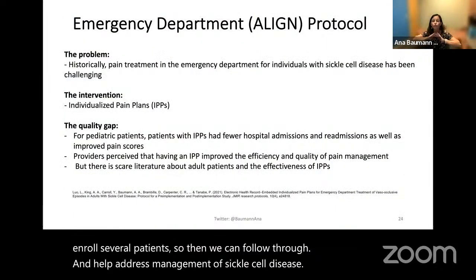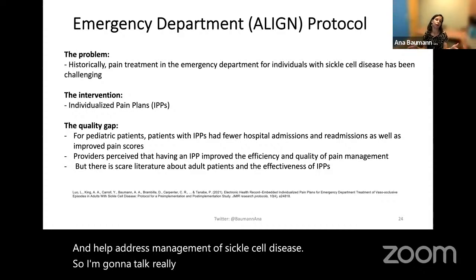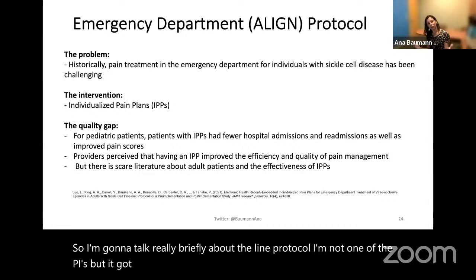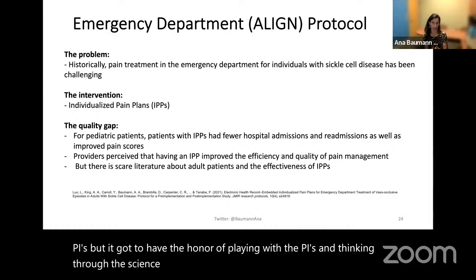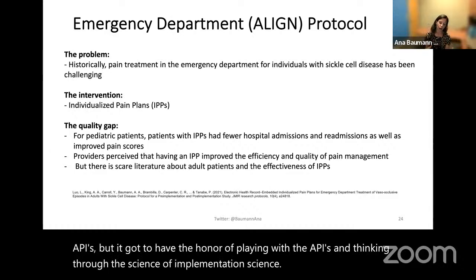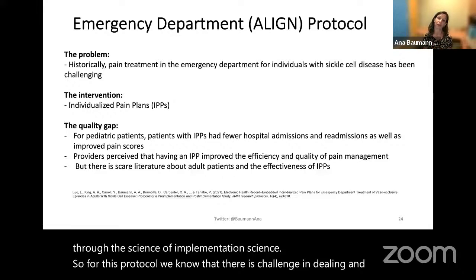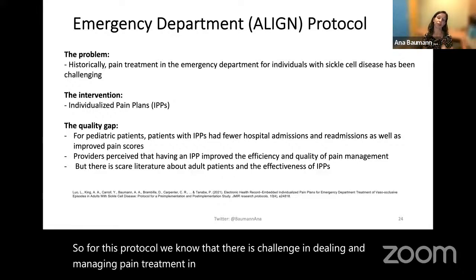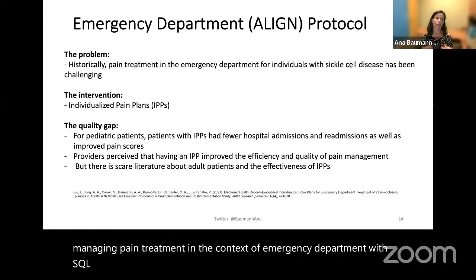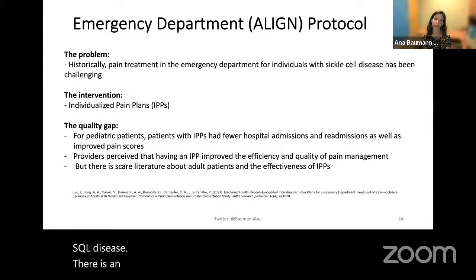So I'm going to talk really briefly about the ALIGN protocol. I'm not one of the PIs, but I got to have the honor of playing with the PIs and thinking through the science of implementation science. So for this protocol, we know that there is a challenge in managing pain treatment in the context of the emergency department with sickle cell disease. There is an intervention, the individualized pain plans, the IPPs.